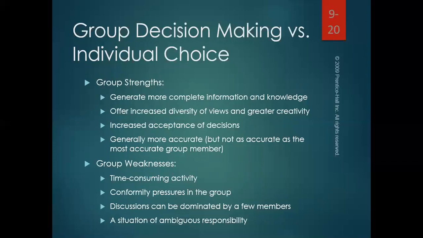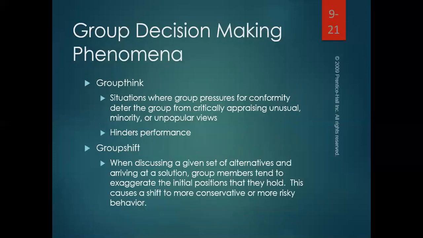Group weaknesses are a time-consuming activity, conformity pressures in the groups, as we discussed in the previous slides, and a situation of ambiguous responsibility. We also discussed in the previous slide how you can remove ambiguous responsibilities in the organization. Then the other things are groupthink and group shift. These are also things that you can relate to the organization. In the next part of this lecture, I will explain group shift and groupthink.